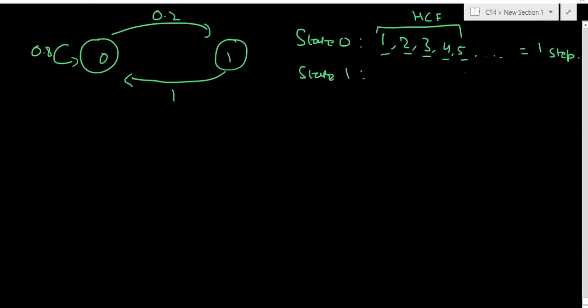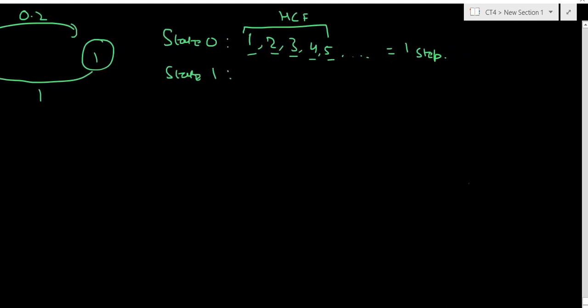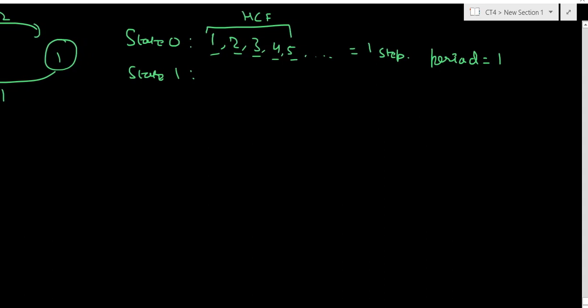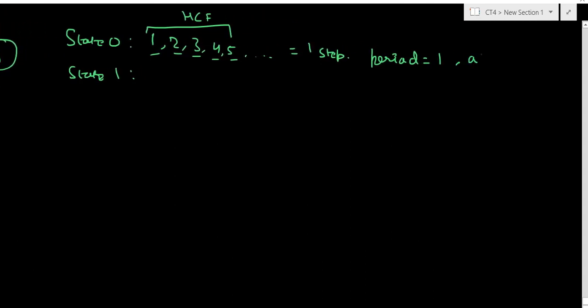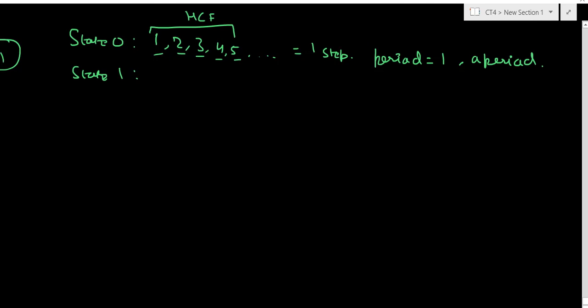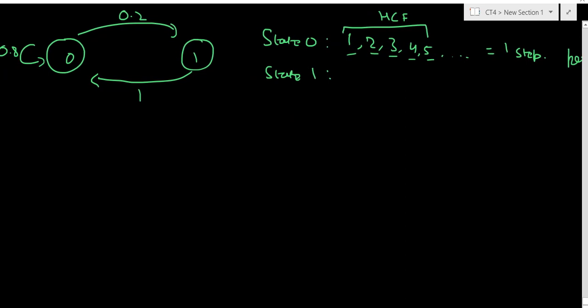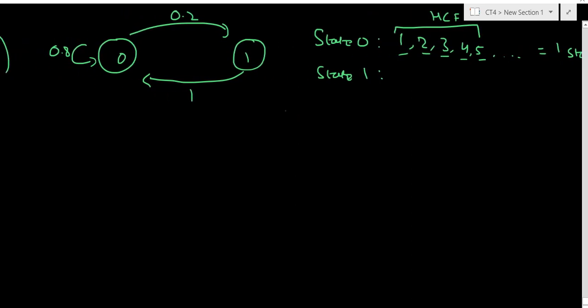So for this state 0, the period is 1. Such a state which has a period of 1 is also called aperiodic. That is, it does not have any period greater than 1. That means that return to it is possible after any number of steps, and not just only integer multiples of some steps. Okay, now let's just see for state 1.